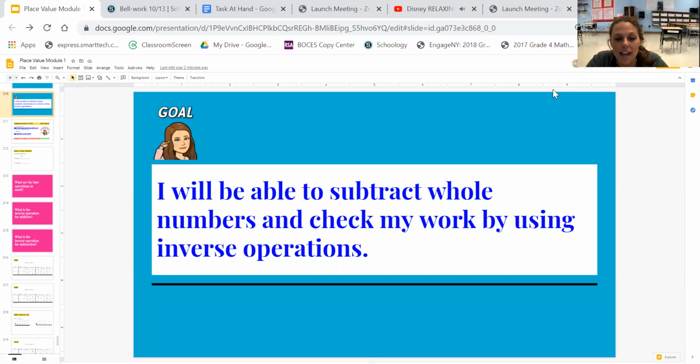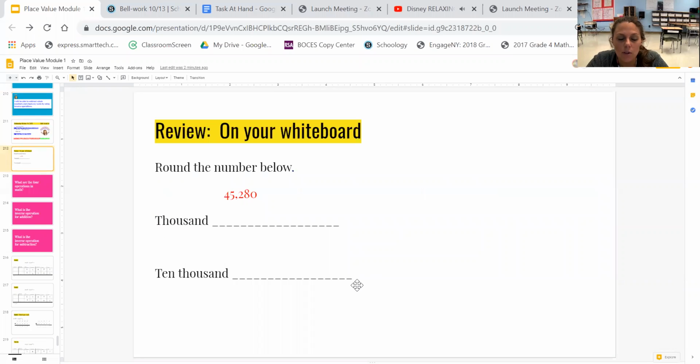Hi, boys and girls. Today, our objective, or our goal, for math class is for you to be able to subtract whole numbers and be able to check your work by using the inverse operations. Before we get started with subtracting and checking our work, I want to do a little review. So if you could take a minute, pause your video and round this number.